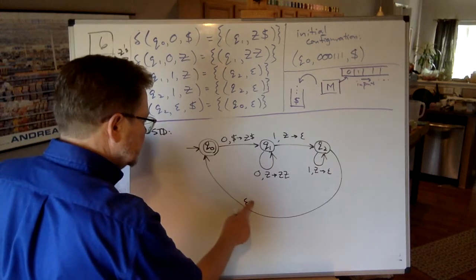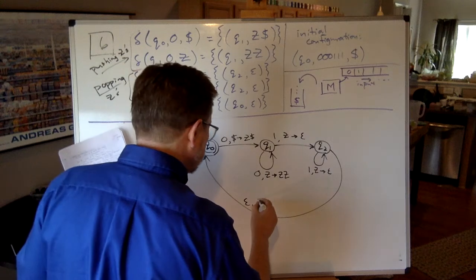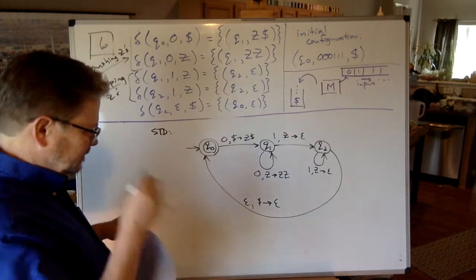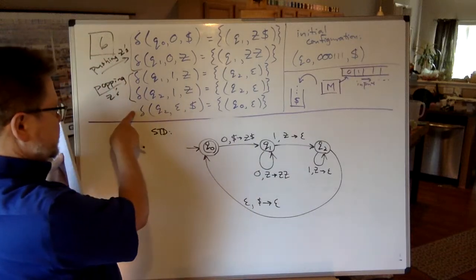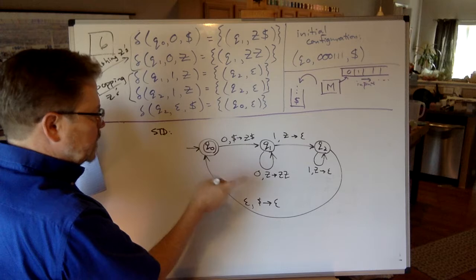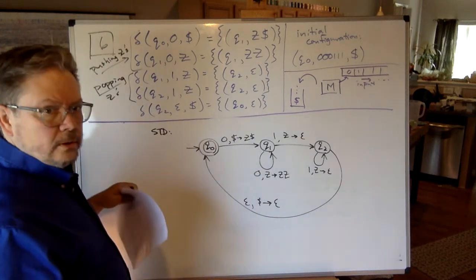But, whoops, that arrow came too soon. I take the $ sign and replace it with nothing. Now my question was, is this redundant? Do we really need this? Why don't we just pop a Z and forget about the $ sign and just say we're done? Maybe make Q2 a final state.